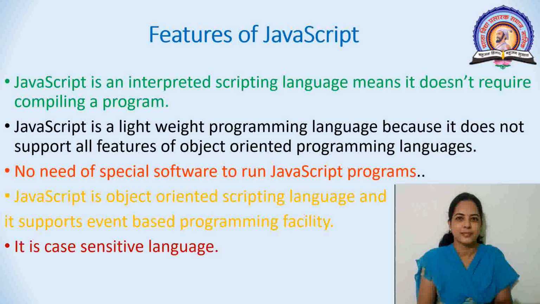Then JavaScript is an object-oriented scripting language. Object-oriented programming is about creating objects that contain both data and functions. OOP means object-oriented programming. It collects information into single entities called objects, and variables and methods are stored in objects. JavaScript also supports event-based programming facility, which means different events we can include in our program.